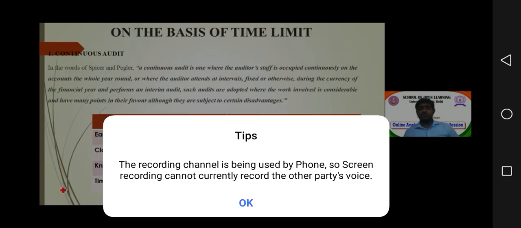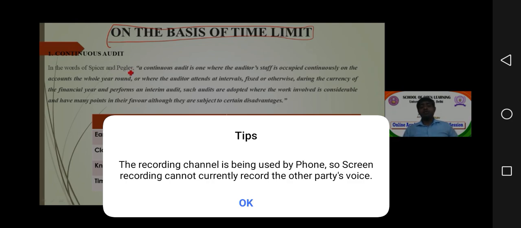Now, about the third aspect, that is on the basis of time limit. What is this on the basis of time limit? On the basis of time limit, we again have different categories of audit. Let's do it one by one. I'll first be talking about the continuous audit. Otherwise, we have periodical audit, annual audit, final audit, interim audit, balance sheet audit. So let's focus on this element right now.